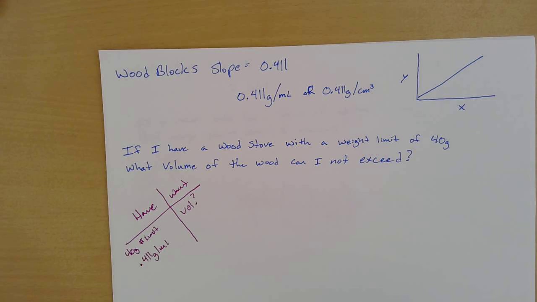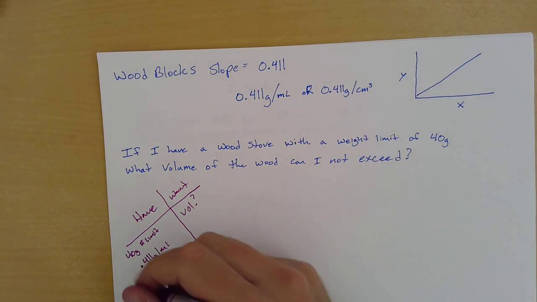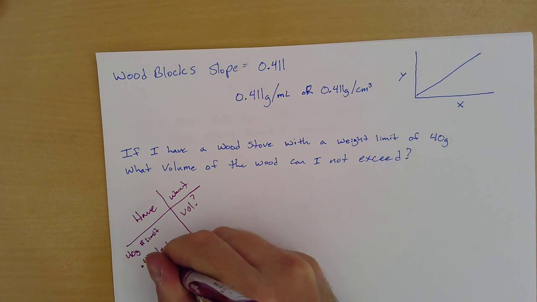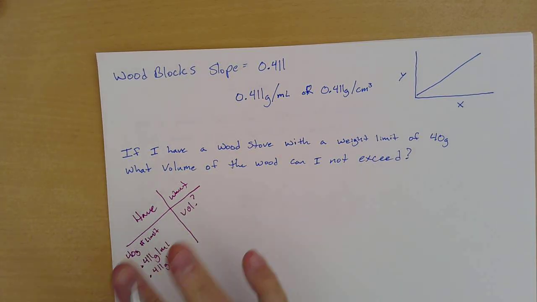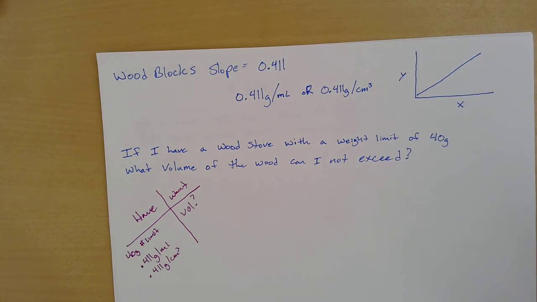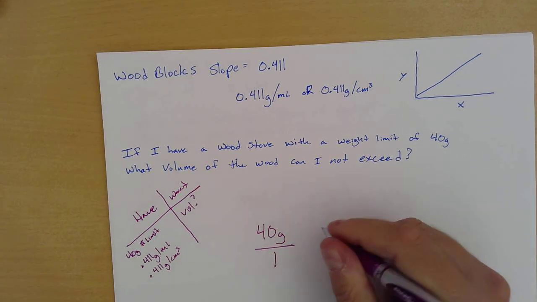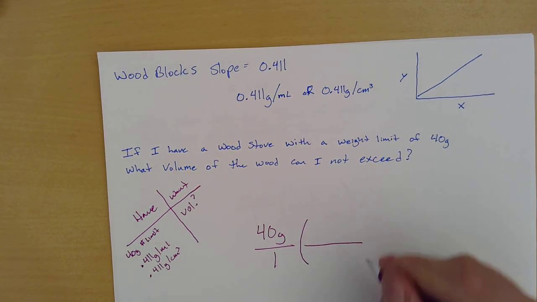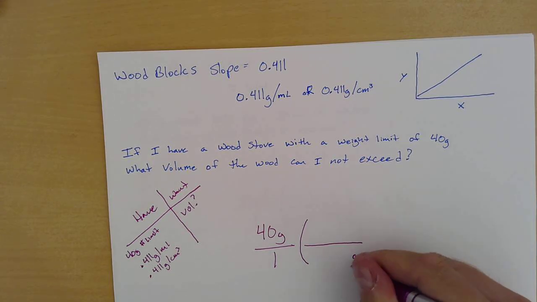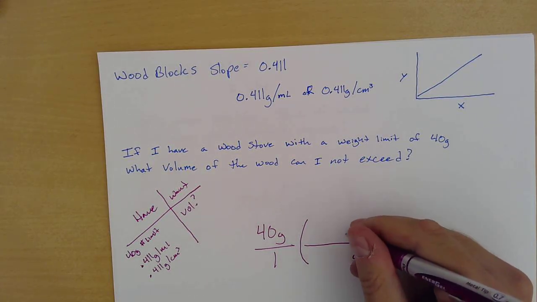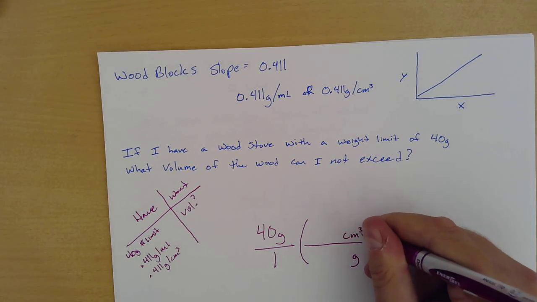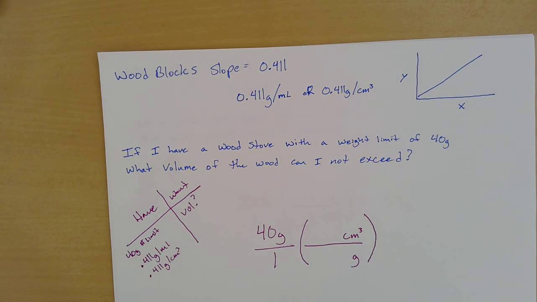Now, we have all of this information. And remember, this could also be 0.411 grams per cubic centimeter. These milliliter and cubic centimeter, we found out in our last unit that they're interchangeable. I can just change the units there, and that's fine. So let's figure out what we need. I have a 40 gram weight limit. Now, I know I need to cancel out grams, so that's got to go on the bottom. I'm going to be left with cubic centimeters. We're just going to use those for sake of a solid volume. And we're going to figure out how to set this up.